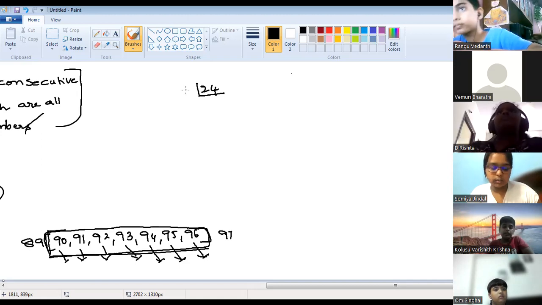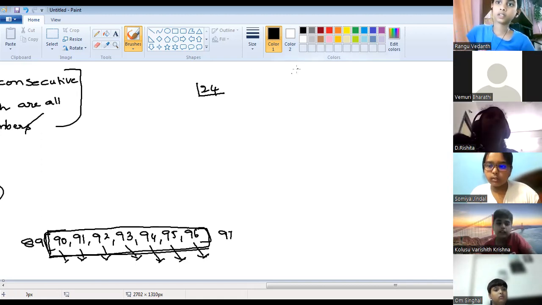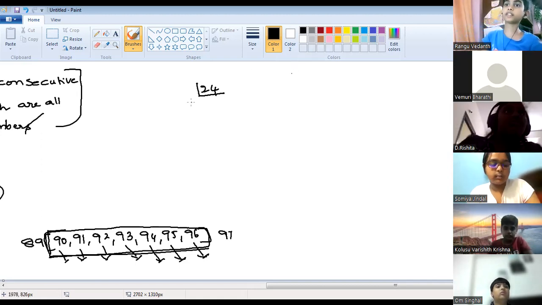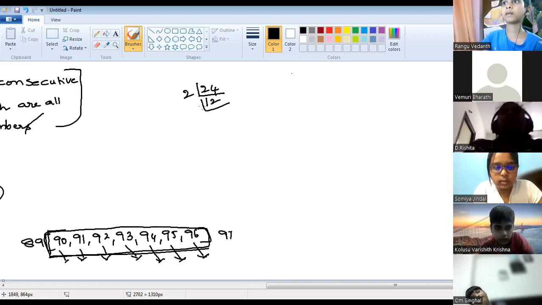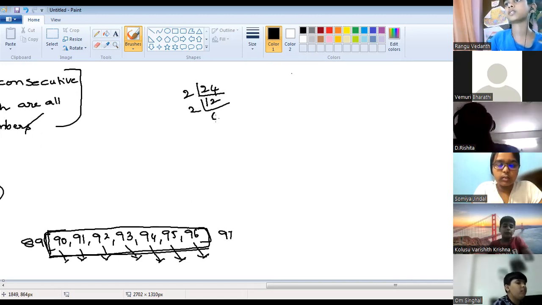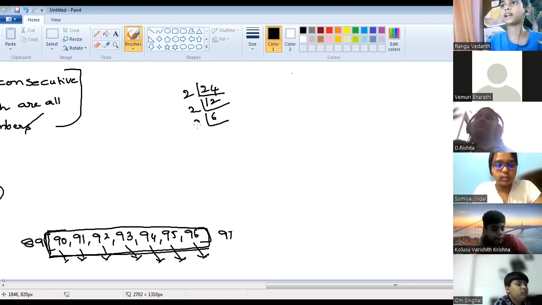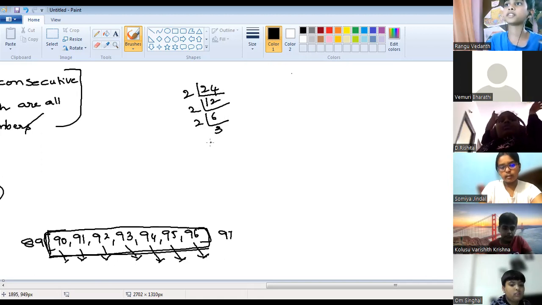Ma'am, if we divide it by 2, it will give 12. Always go with the least prime. If we divide 12, the least is 2. 2 ones are 2, 2 twos are 4. Ma'am, now we can make it 6, 2. Then we can make it 3. And 3. Ma'am, now we should use 3.